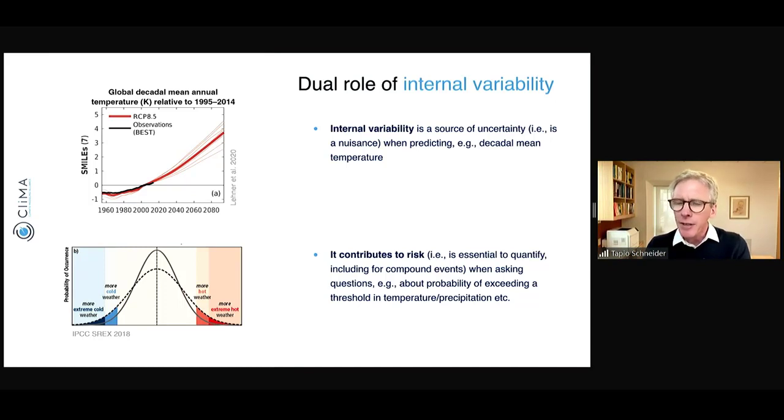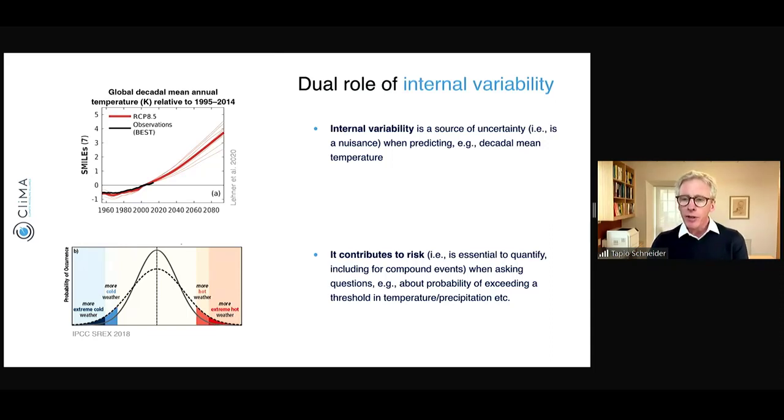That's internal variability. From this perspective, it's a source of uncertainty, but perhaps a more useful perspective for what we're talking about here is that it's a contributor to risk. We've already heard that. So if you ask a different question, what's the probability of exceeding a given threshold of temperature or precipitation or whatever it may be, then of course, internal variability contributes to that probability of exceeding the threshold. If it's large, then you're more likely to exceed it by natural causes alone. But it's not an uncertainty in that sense. It's just a contributor to risk. And perhaps that's a more valuable way of looking at it for the focus of this discussion today.